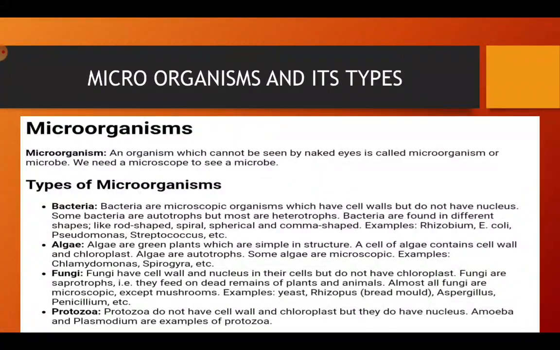So our first topic for this will be microorganisms, definition and its types. So what is a microorganism? An organism which cannot be seen by the naked eye is called a microorganism or microbe, and we need a microscope to see a microbe. Now that is one important thing, that we need a microscope for seeing any microorganism because it is so small in size it can never be visible to our naked eyes. There are 4 types of microorganism: bacteria, algae, fungi, and the fourth one is protozoa.